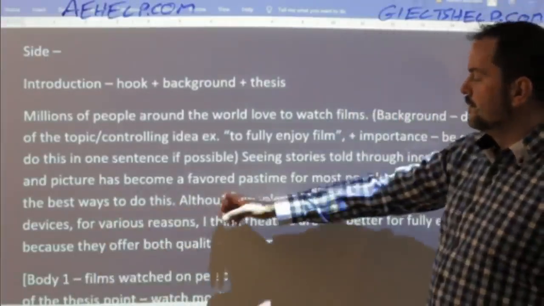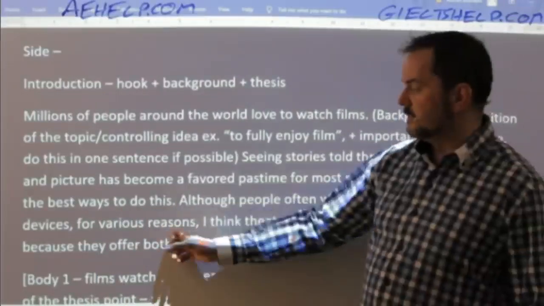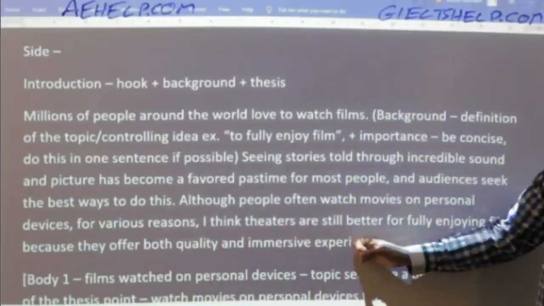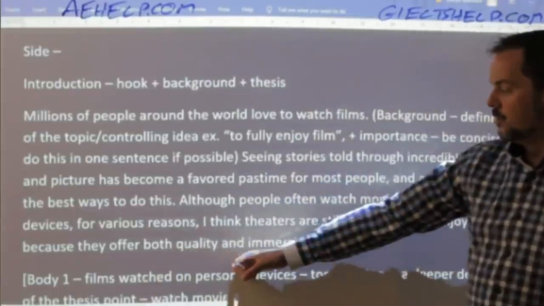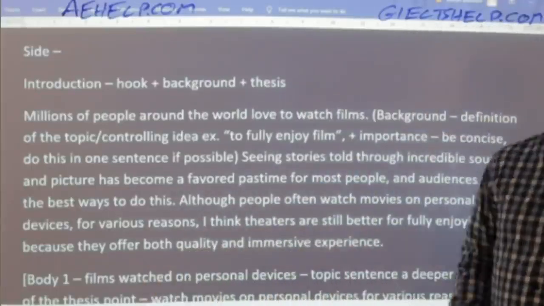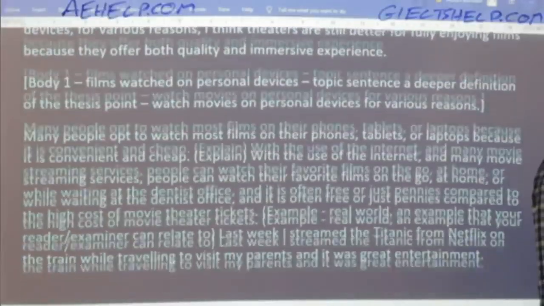Okay, that's fine. Although people often watch movies on personal devices for various reasons, I think theaters are still better for fully enjoying films because they offer both quality and immersive experience. Okay. That's fine so far for the introduction.